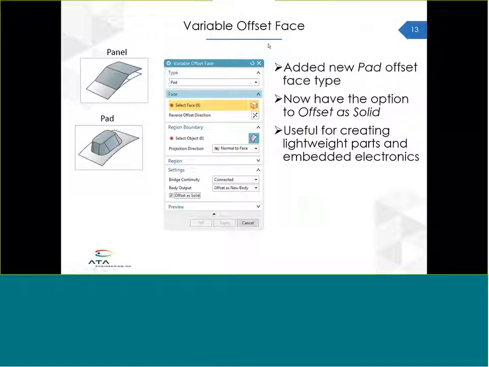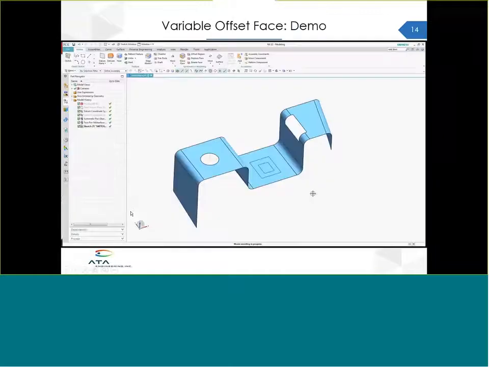So what that means is if you look at this variable offset face dialog box example, if under your body output you have that selected as offset as new body, you also have this box you can check here to offset as solid. So here we have another quick demo demonstrating how to use the variable offset face pad type.